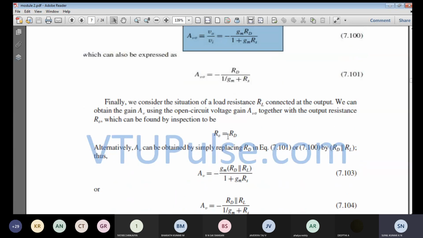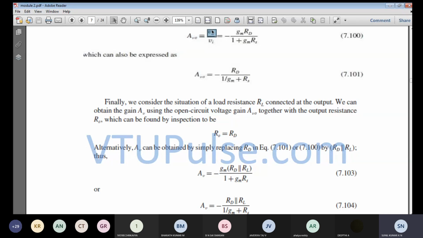Okay, so what is the final output resistance if a load resistance has been connected? So load resistance RL is connected at the output side. So what is the gain? This is the gain, right? The open circuit voltage gain is nothing but the voltage gain, AV naught into VI. AV naught into VI is the output voltage without load. If you have a load resistance, this AV naught into VI is the output voltage without the load resistance.